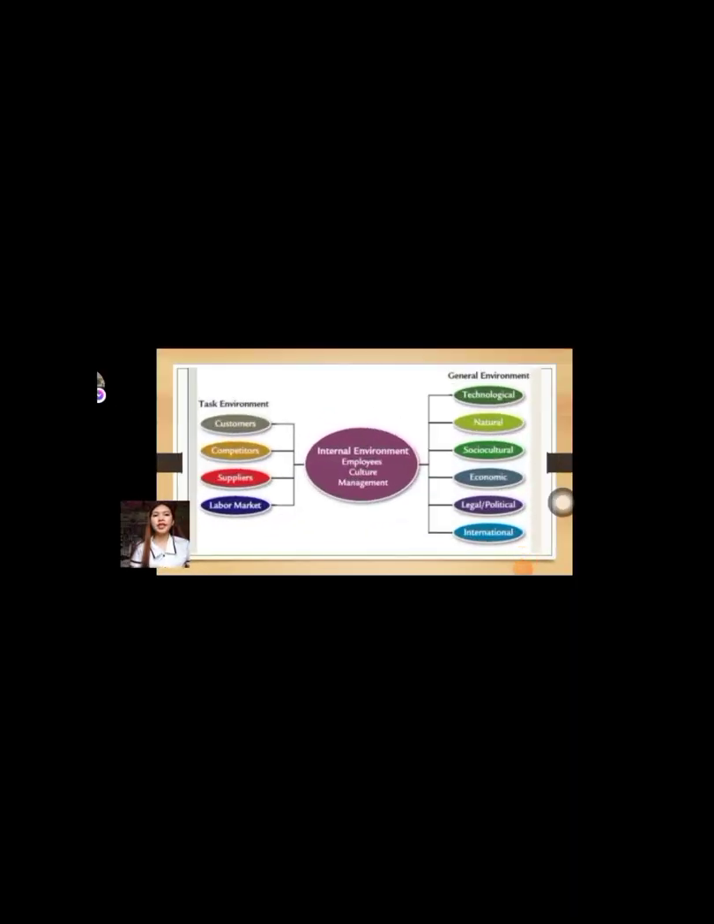The organization's external environment can be conceptualized as having two components, the general and the task environment. The general environment affects organizations indirectly, while the task environment is closer to the organization and includes the sectors that conduct day-to-day transactions with the organization and directly influence its basic operations and performance. As you can see in the table, we have here the task environment under customers, competitors, suppliers, and labor market.